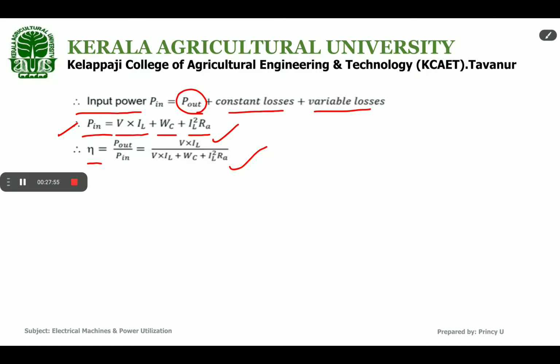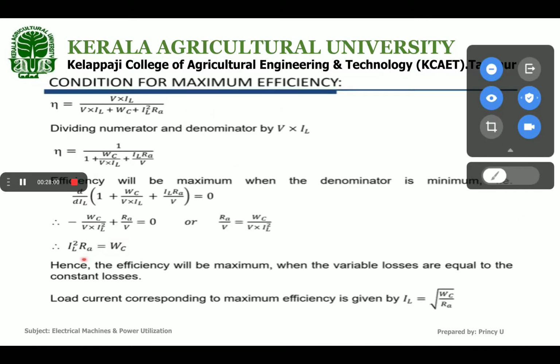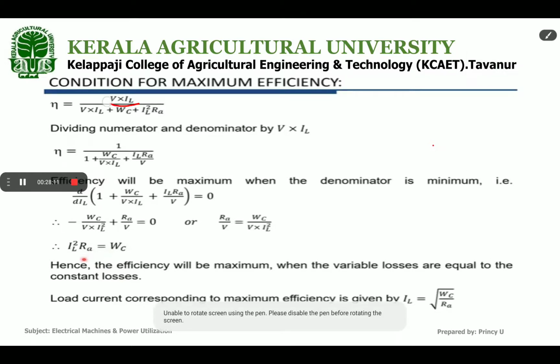Now we are going to find out the condition for maximum efficiency. To find the condition for maximum efficiency, let us rearrange this efficiency equation. Just divide numerator and denominator throughout by V into IL. So what will you get? The numerator will become 1, and the denominator 1 plus WC by VIL plus ILRA by V. This will be the efficiency equation.